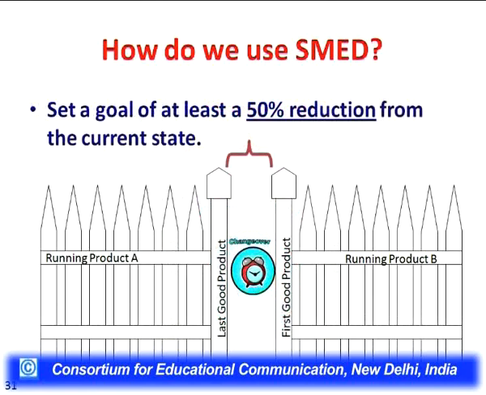Earlier the fence posts were a great distance apart. Now, the distance has been reduced and it has been made 50%. Set a goal of at least a 50% reduction from the current state. The first slide was the current state. This slide shows what we want. We want a 50% reduction in the changeover time, 50% reduction in the setup time. That is why the fence posts are installed closer.